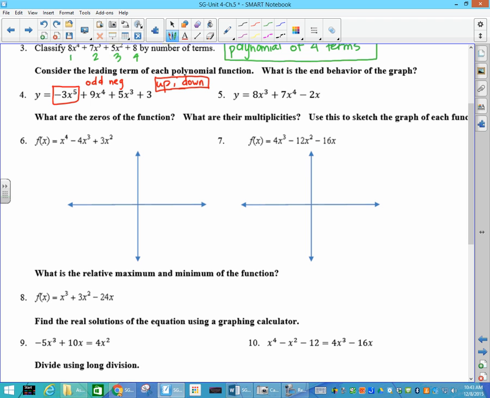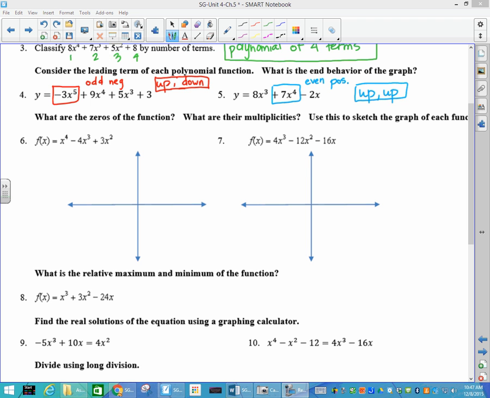Alright. Okay, next one. Leading is the highest exponent. So it's 7x to the fourth. It is positive. So again, my degree is an even number, and there is no negative sign in front of it. So it's even positive, and even positive goes up and up. Okay, I need to pause.